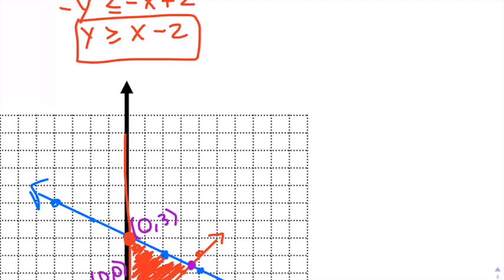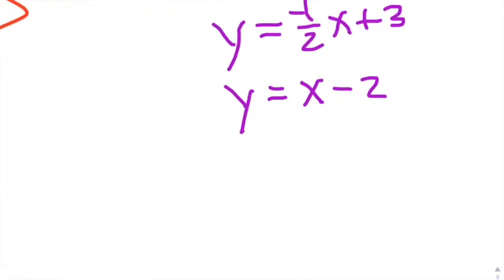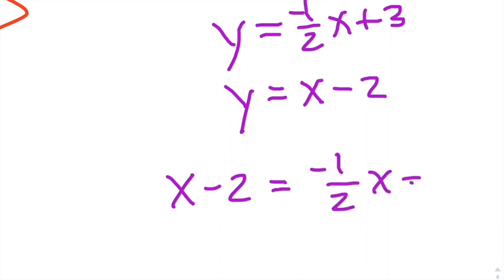But if we want to find the intersection of those two lines, we can just take this y. I'm going to say it's y equals negative 1/2 x plus 3, instead of writing it as an inequality, we're going to write it as an equation. And then x minus 2. And since those are both equal to y, I'm going to just set them equal to each other. It's essentially substitution. Okay, we're going to add the 1/2 x to the other side.